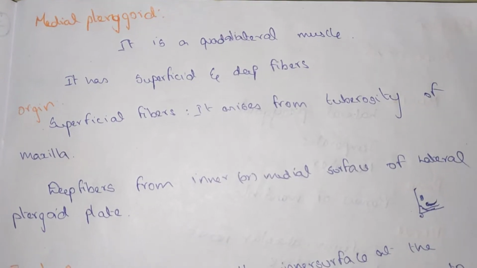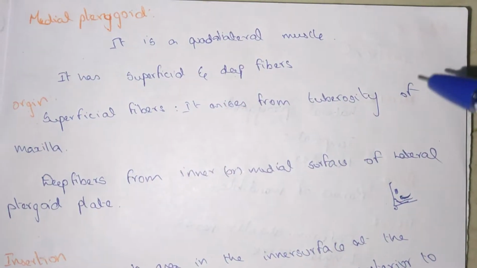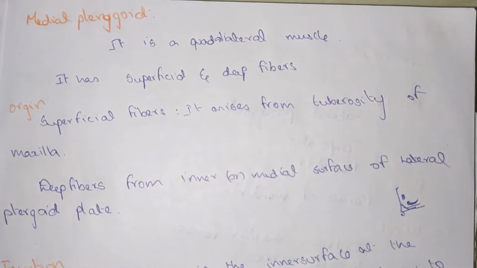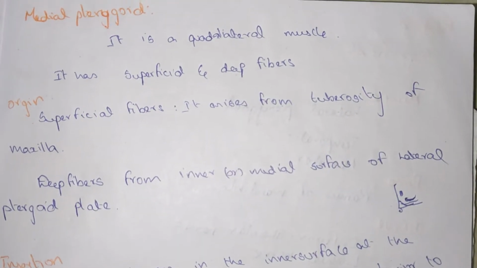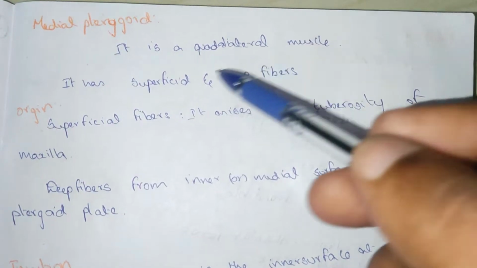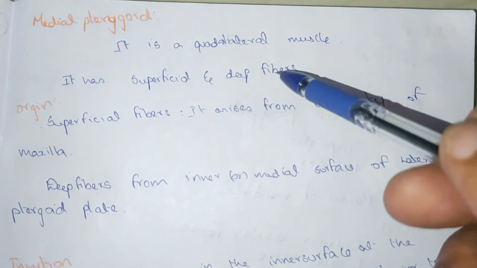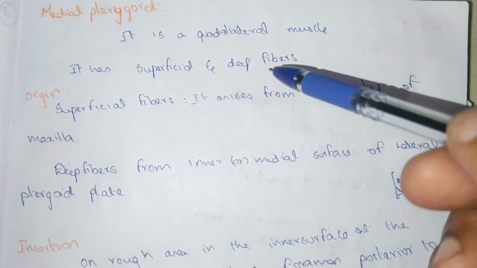In this video, we are going to see about the medial pterygoid, which is one of the muscles of mastication. We have already seen about the temporalis muscle. Now we will see the medial pterygoid. It is a quadrilateral muscle. It has superficial and deep fibers.